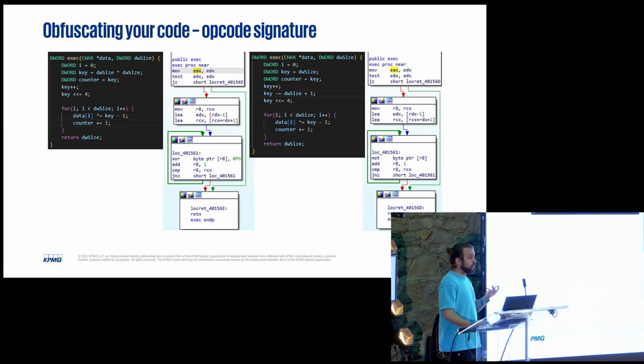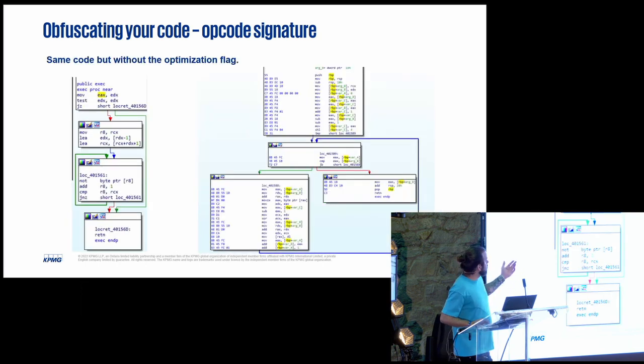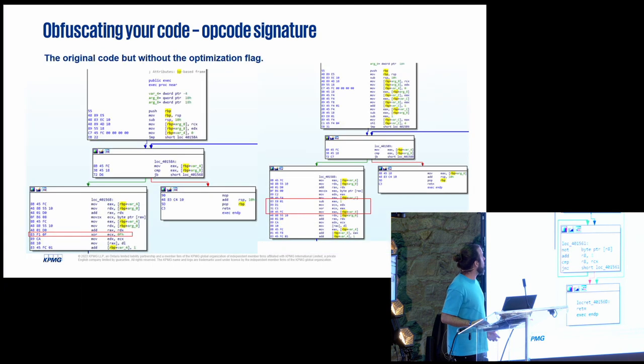So if we go back to the original code, which is the one that we have on the right, and the fully optimized one, you're going to realize at this point that the signature is totally different. At the end of the day, those two pieces of code will yield the same result, but signature-wise, they're totally different, and it's really important to actually assess the code that you generate through your compiler.